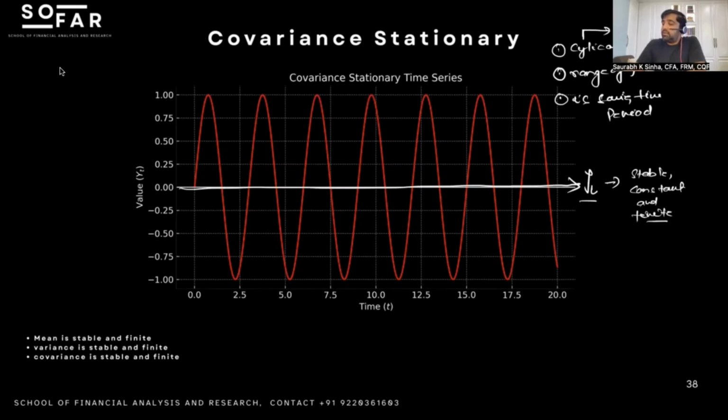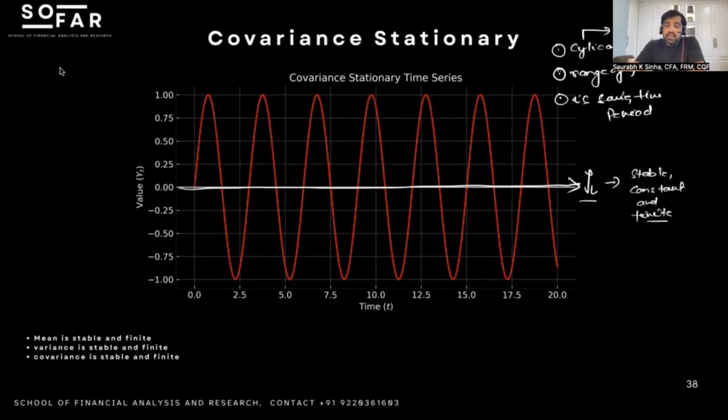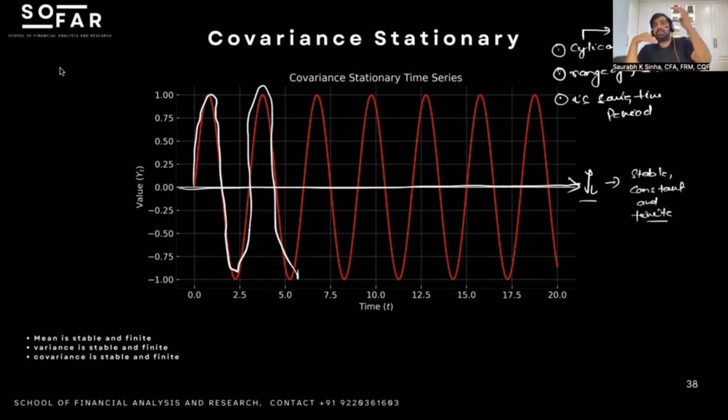This is one. When you say that the range is fixed, if you think from a statistician's perspective, actually you're saying the variance is constant and finite. You're talking about variance, because when it is growing and then decreasing, that dispersion from the mean is constant and finite. So the second term is that variance is constant and finite.